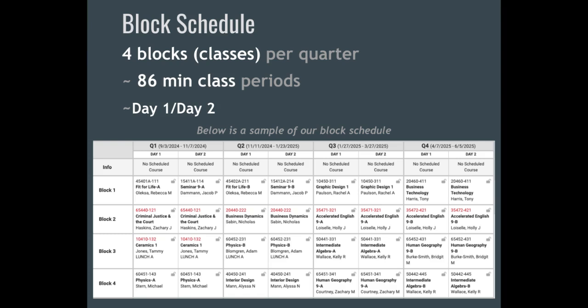When we start talking about the classes that you might want to take, we just want you to know that we run a block schedule. That means you have 4 classes per quarter. Those classes are a little bit longer at 86 minutes each. And there's some classes that are every other day classes, called day one and day two. Below, you will see a sample schedule. I just want you to notice it's broken down into quarters and blocks. And if you notice, you'll be picking 16 total classes. Don't worry, we're going to talk a lot more about that in future videos. So, with a block schedule, knowing that there's 4 blocks per quarter is what you need to know.